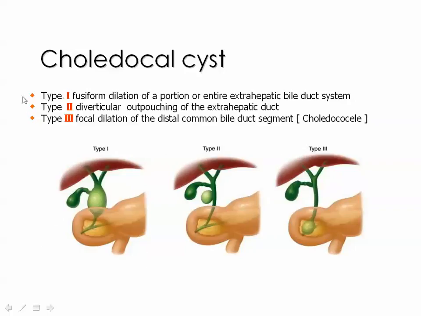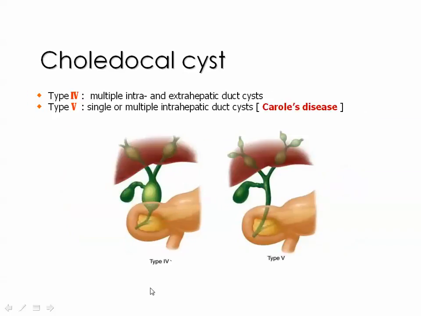The first one is type 1, which is a fusiform dilatation of a part or even the whole common bile duct, like this one. And type 2 is diverticular outpouching from the extrahepatic biliary radicals. Type 3 is a focal dilatation of the distal part of the common bile duct, which is known as choledochocele, and is usually similar to the ureterocele in the ureter.